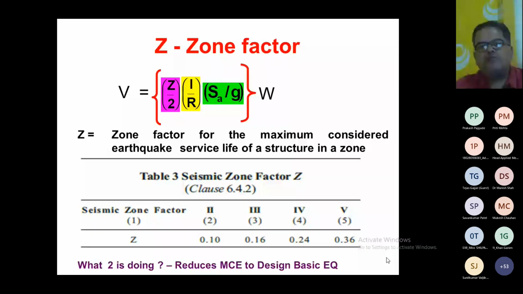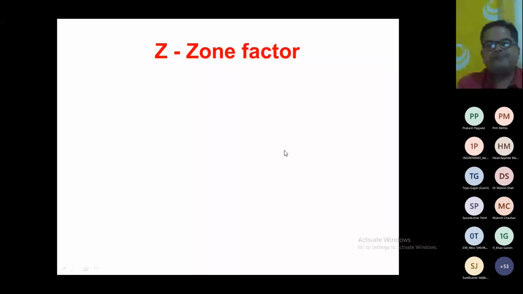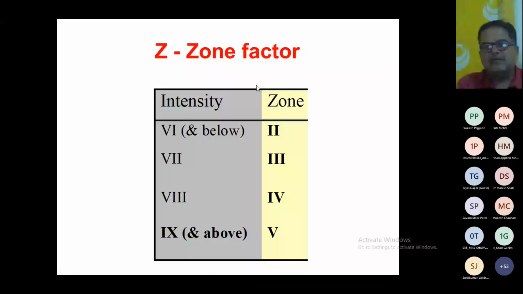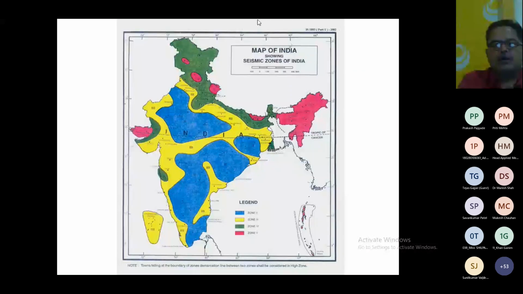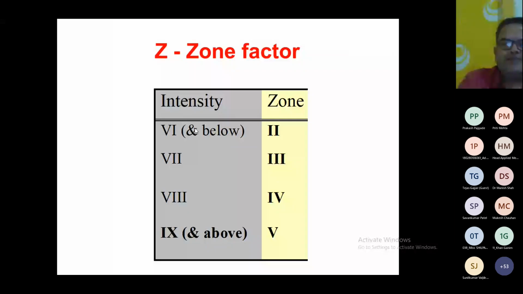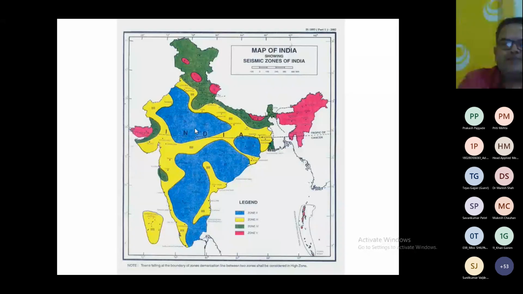Then the value of this zone factor. Here I told you that this is the seismic zones of India. India is divided into four zones: zone 2, 3, 4, and 5, right? So if I'm saying Ahmedabad is in zone 3, we have to consider some different value, right? The same way, Bhuj in Kutch is in zone 5.